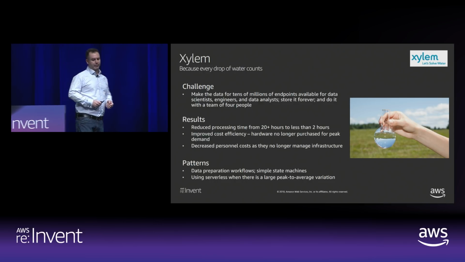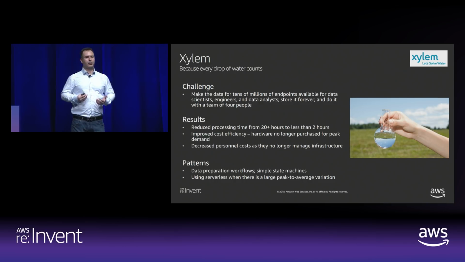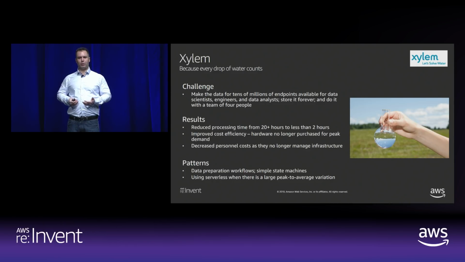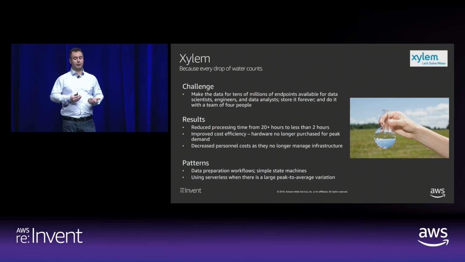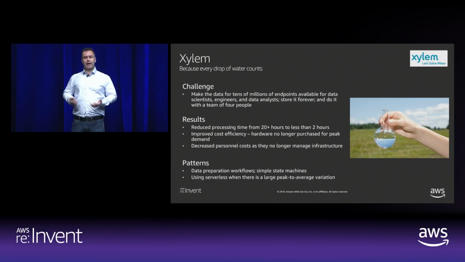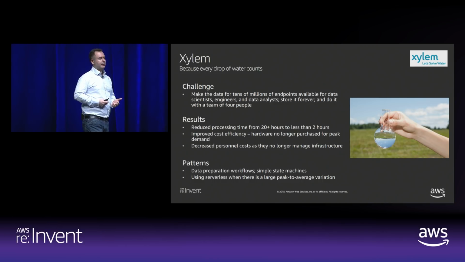So the first one we're going to talk about today is Xylem. Xylem is a large company involved in water technology, the transportation, distribution, and efficient usage of water. And they had a big problem. Their data lake team was interested in making the data from tens of millions of endpoints available to all their stakeholders, persisting it forever. And they needed to do this with a team of only 4 people. That's 4 people for building it, 4 people for maintaining it.